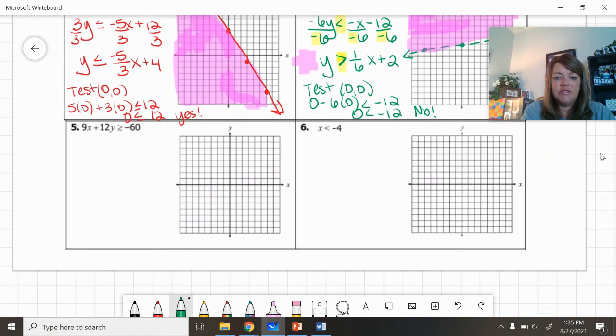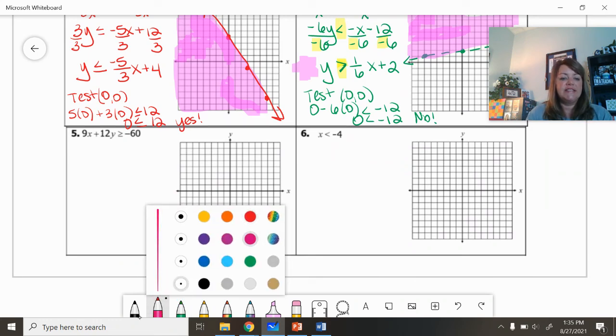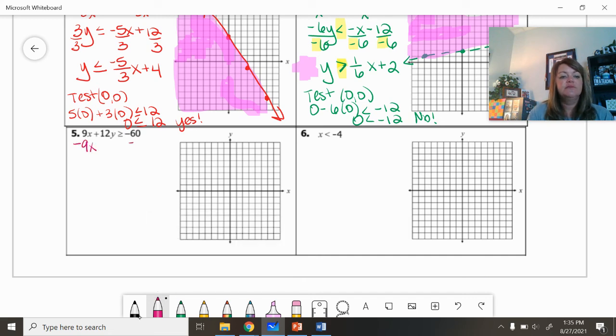We're going to do these last 2 together. All right, let's get this one in y equals mx plus b form. It is not right now, and it sure needs to be. So I'm going to subtract the 9x. So 12y is greater than or equal to negative 9x minus 60. Now I'm going to divide everything by 12 to get the y all by itself because I'm getting into y equals mx plus b form.